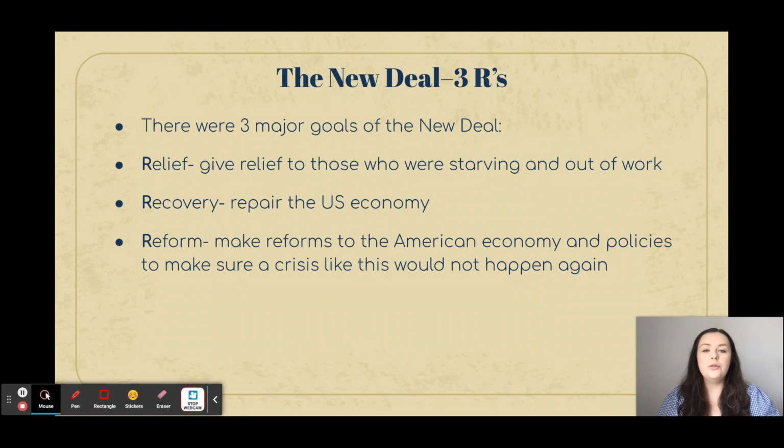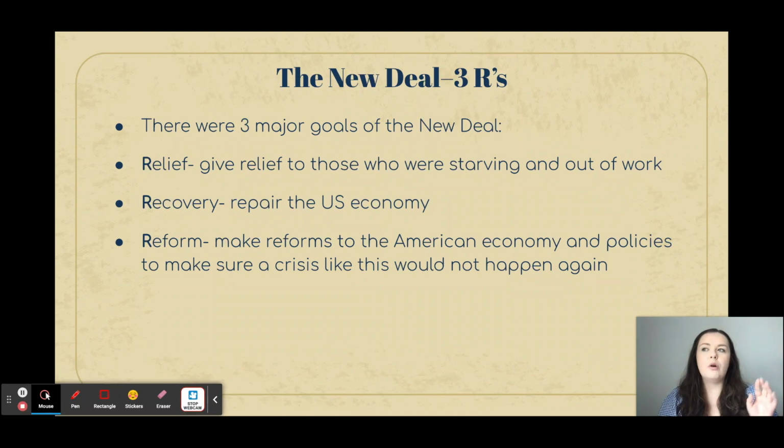Okay, so the New Deal we refer to as having three major goals, which we refer to as the 3 R's. In your projects, you'll have a ton of different New Deal agencies, which we call the alphabet soup, and they'll fall under one or two of the 3 R's. So the first R is going to be relief. Provide relief to those who are in need, meaning the unemployed, the homeless, the starving. Give them jobs, give them housing, give them food. So provide relief to the people in need.